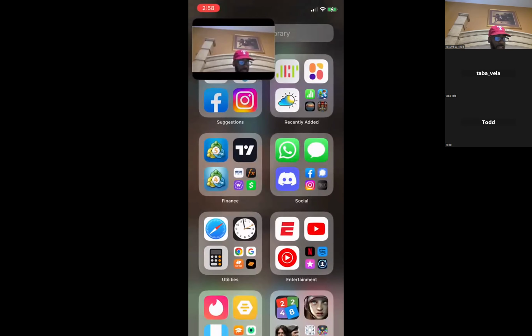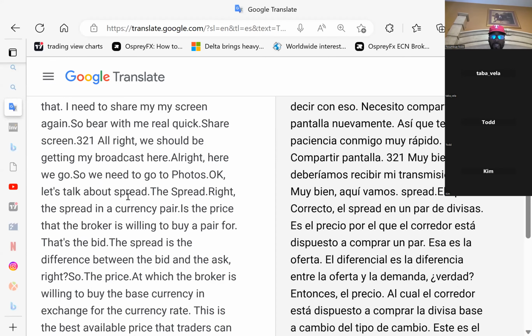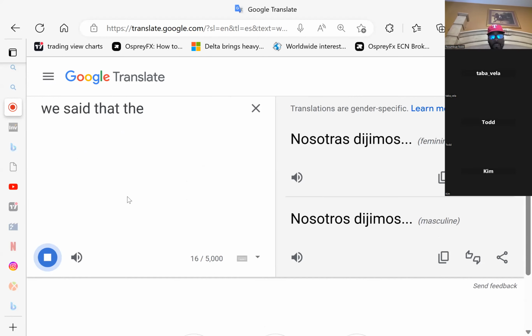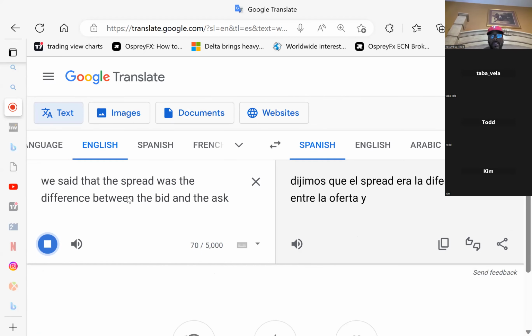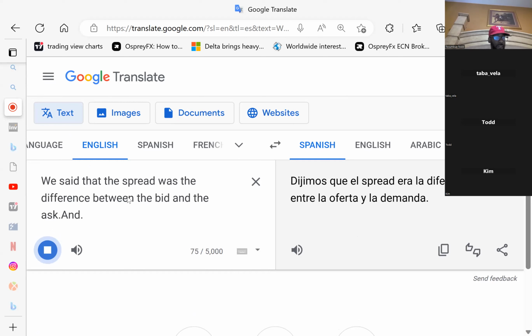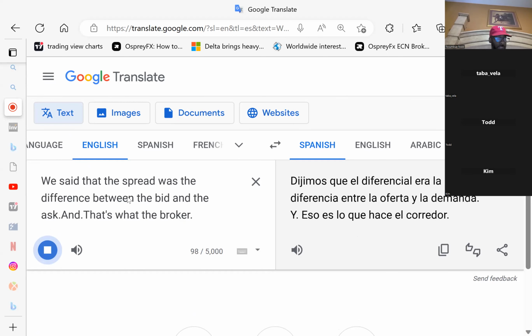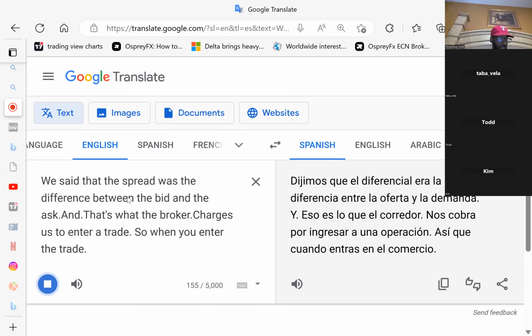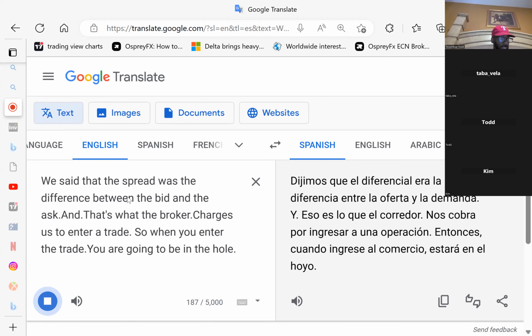Okay, so now we need to go back and talk about the spread. We've talked about the spread a little bit already. When we spoke about the spread, we said that the spread was the difference between the bid and the ask, and that's what the broker charges us to enter a trade. So when you enter the trade, you are going to be in the hole, whatever that spread is.